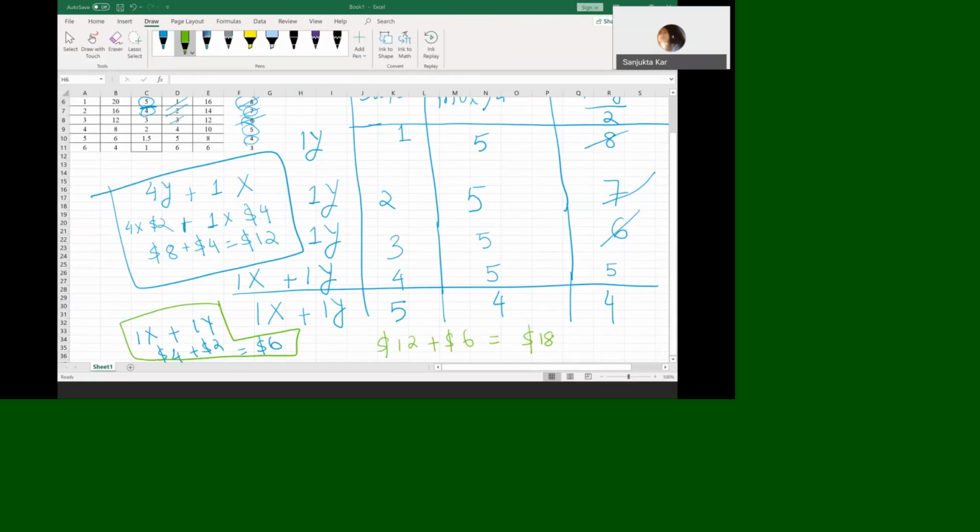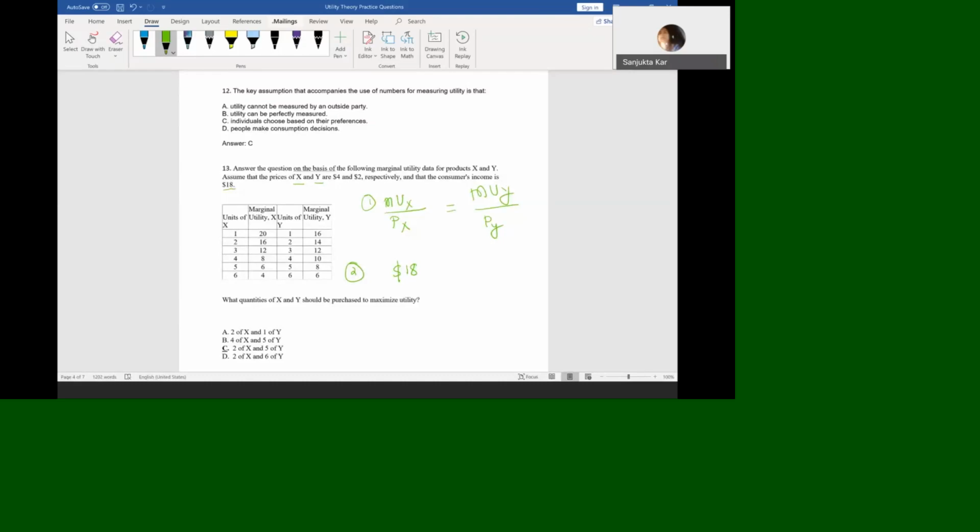Now I'm gonna go back to this Word file here. Okay. Share this Word file again so that you can see what's going on. So share content, share this MS Word file. So that's our answer here, 2 units of X and 1 unit of Y. Alrighty, that was not too bad.